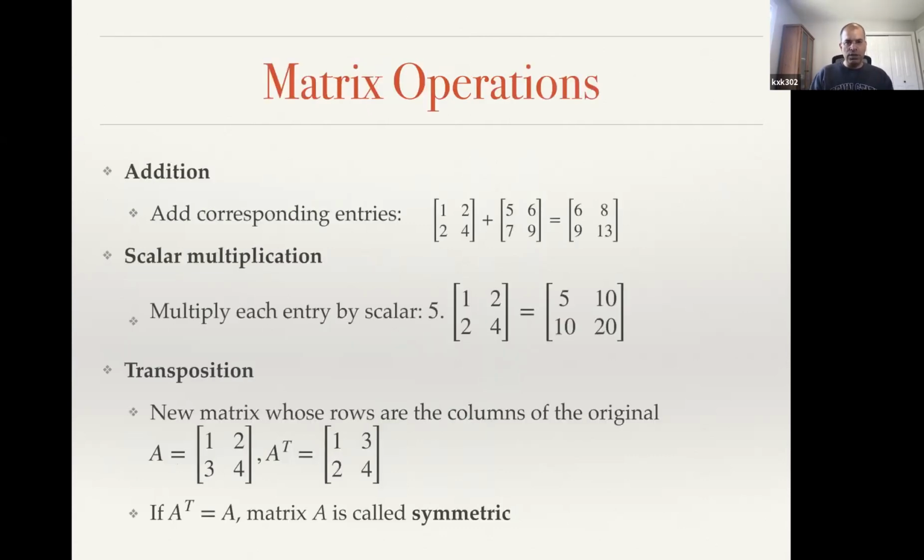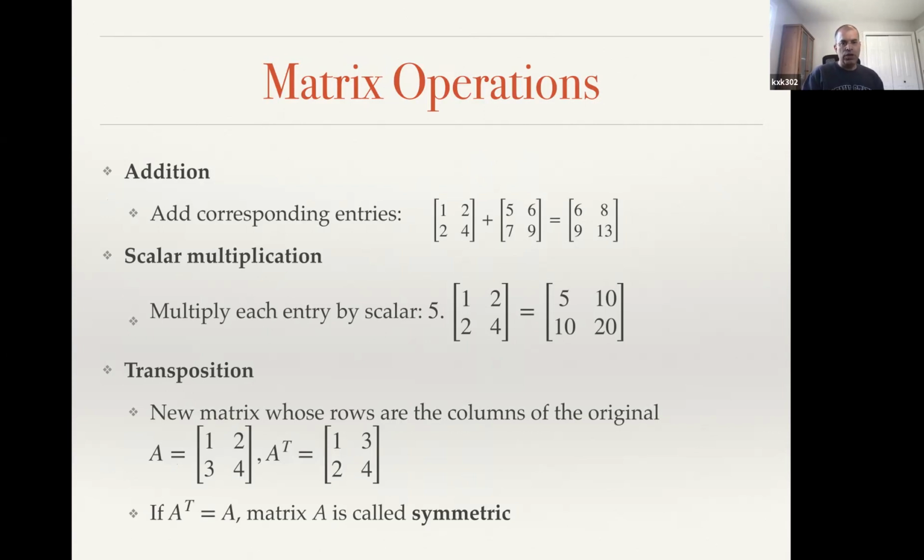Matrix operations, addition: you just add the corresponding entries in the 2 matrices that you're adding. So if you add these 2 matrices, you add, for example, 1 and 5, that will give you the value 6 and so on. Scalar multiplication is when you multiply a matrix by a scalar, something that's not a vector. It's very simple. You just multiply corresponding entries by that scalar and you're done.